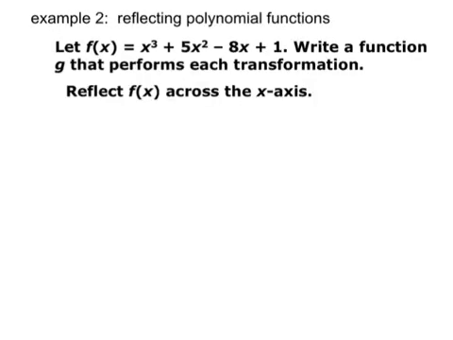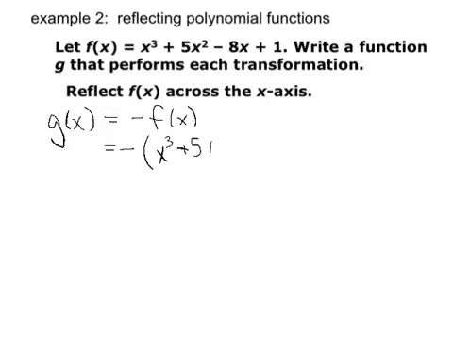Okay, reflecting polynomial functions. Let f of x equal that polynomial, write a function g that performs each transformation. Reflect across the x-axis. When we reflect across the x-axis, g of x equals negative f of x. So we do a negative f of x. It's actually quite simple if you think about it. We need to make the entire polynomial opposite signs.